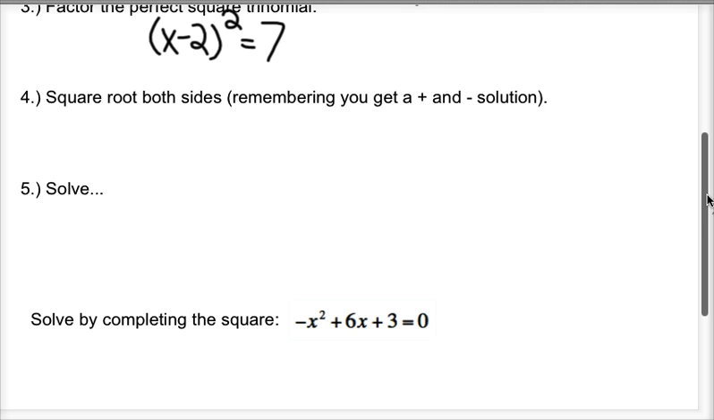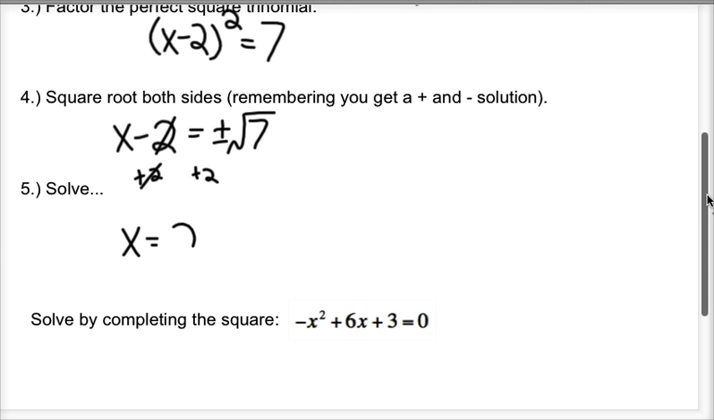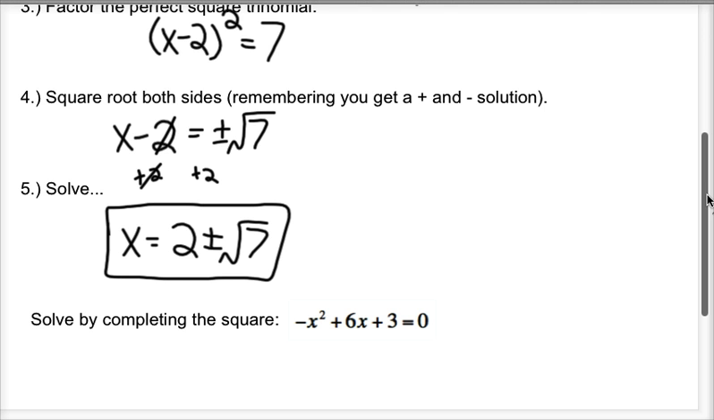Now when I take the square root of both sides, now I just have x minus 2 on that side. But remember, on the other side, I'm getting plus or minus, and then the square root of 7. So when I go to solve it, I need to add that 2 to cancel it off. So I get my x equals 2 plus or minus the square root of 7. And again, that represents my two solutions to this quadratic.